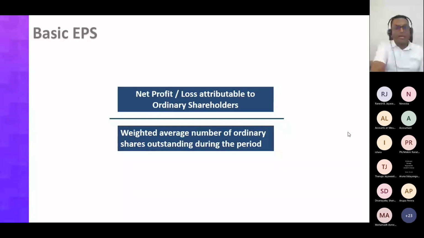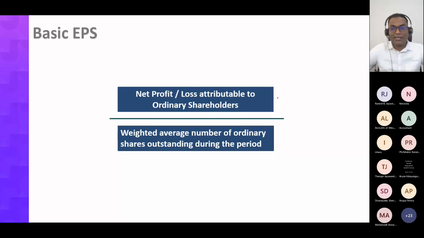Diluted EPS is to be calculated once you have potential ordinary shares like convertible instruments, convertible preference shares, convertible debentures, stock options. These are not there in this question. So what we need to focus on is computing the basic EPS. In the basic EPS computation, you use this formula: my numerator would be profit attributable to ordinary shareholders, or the net profit attributable to ordinary shareholders.